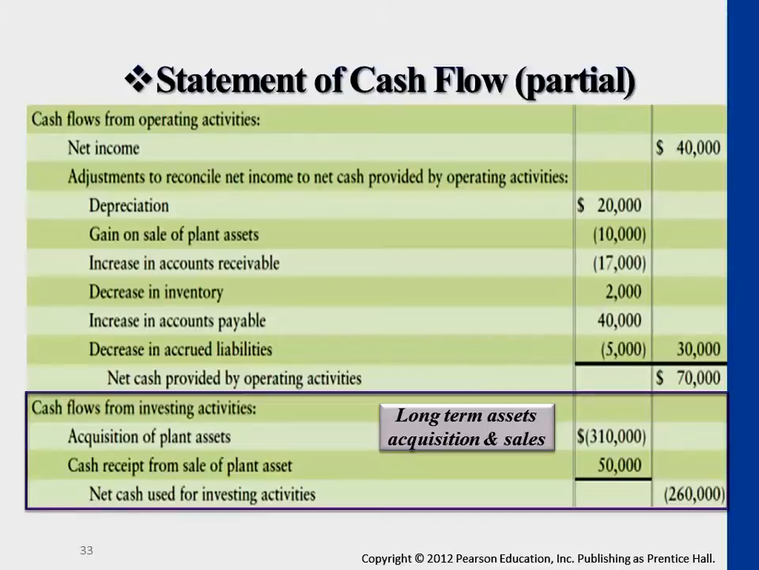The problem in the textbook, if you read the example, it directly gave you this number. So if you know for a fact the problem gives you this, just subtract 310,000. That's the cash the company used up to purchase long-term assets.